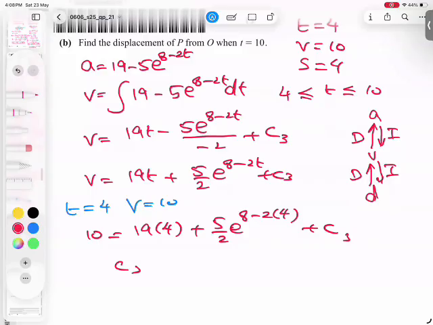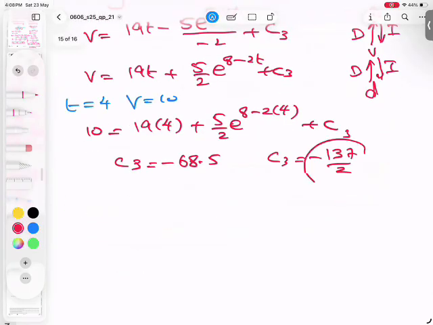When 10 is put here, and 19 times 4, this becomes, e to the power 0 is 1. The c value I called C1, and C2 earlier, here I call C3. So let me check in the calculator. 10 minus 19 times 4 and -5 over 2. And I'm getting -68.5, or I can call it -137 over 2. No problem at all, both are the same. A fraction is better. So I'll plug this value back in here.